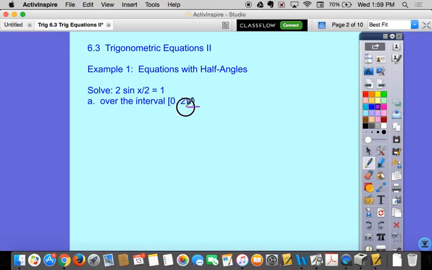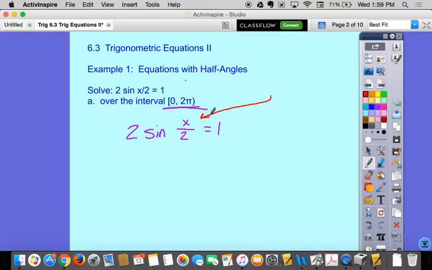So note on these, we are in radians again. We have 2 sine of x over 2 equals 1. So if you're coming in off of the other lesson, the main difference here is instead of just a regular old x for your angle, it's x over 2. Your angle has been halved. Now, the difference for us in solving is not going to be much different at all.